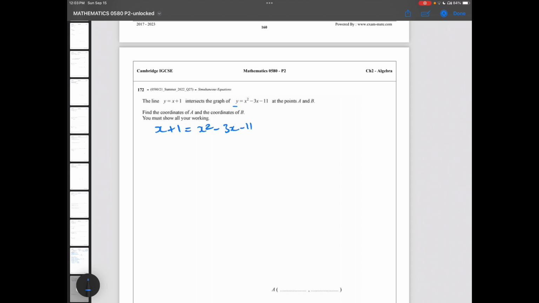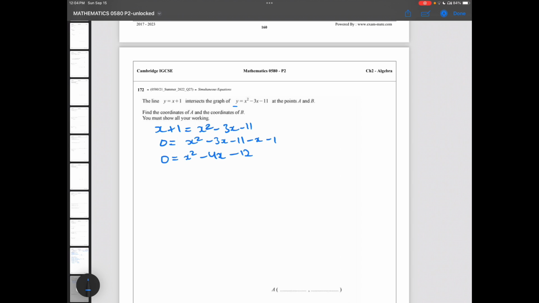So now I will move x and plus 1 to the right hand side of the equation. It becomes x squared minus 3x minus 11 minus x minus 1. This is equal to x squared minus 3x minus x is minus 4x, minus 11 minus 1 is minus 12. Now this is a quadratic equation, and we can solve it by factorizing it through middle term breaking.